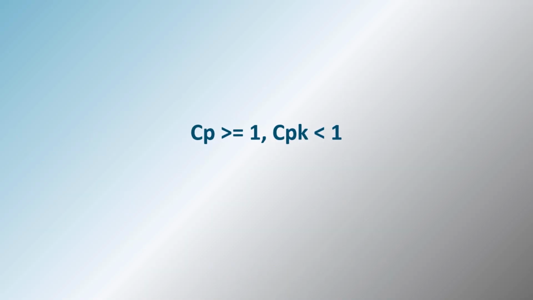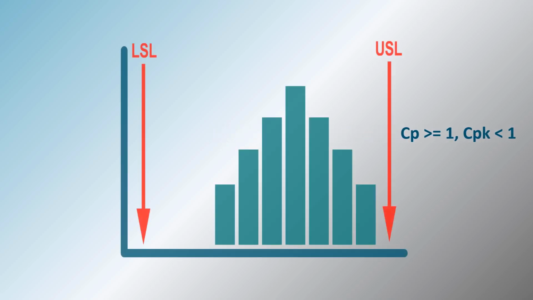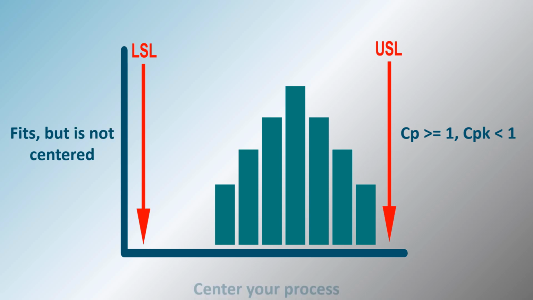If you have a CP value greater than or equal to 1, and a CPK value less than 1, your histogram data will fit between the upper and lower specification limits, but it will appear off-center. Work on centering your process more evenly between the customer's specification limits.